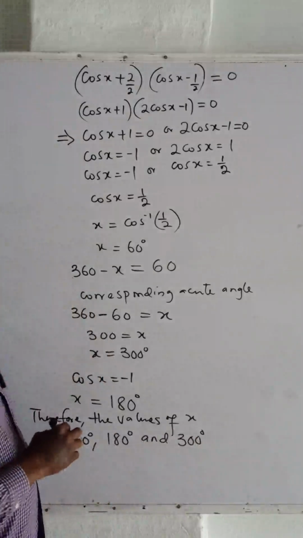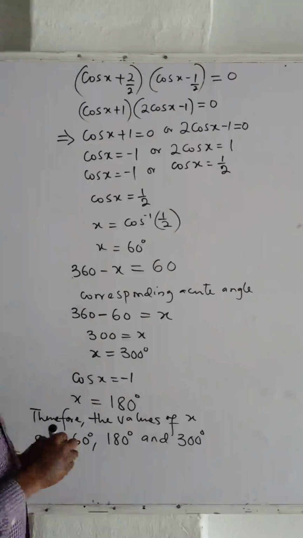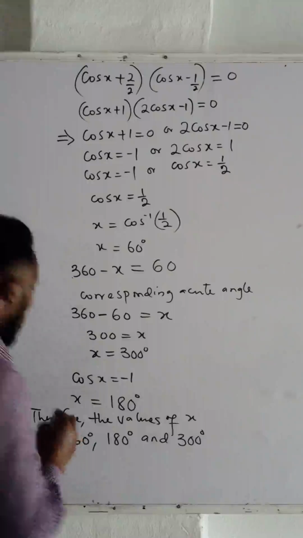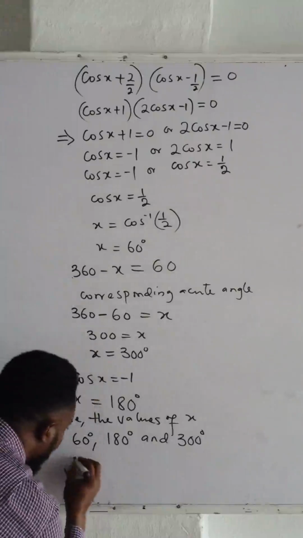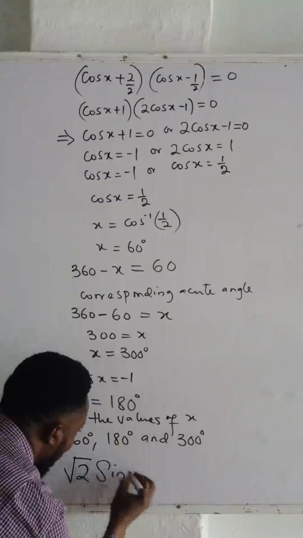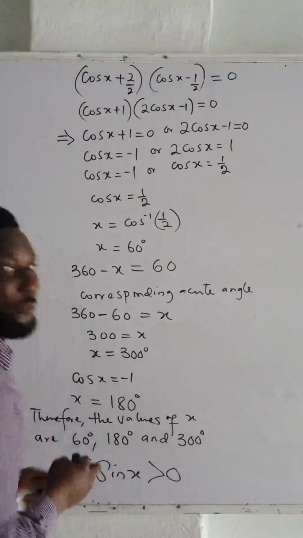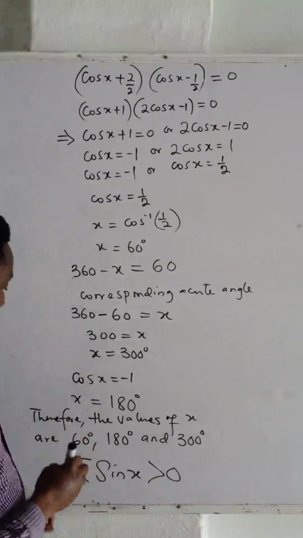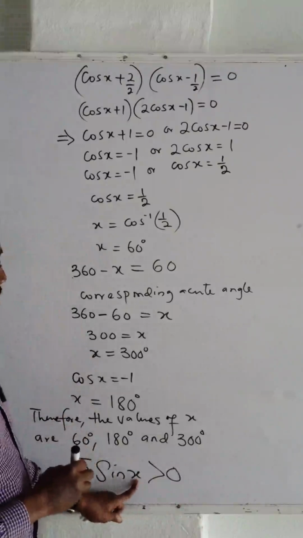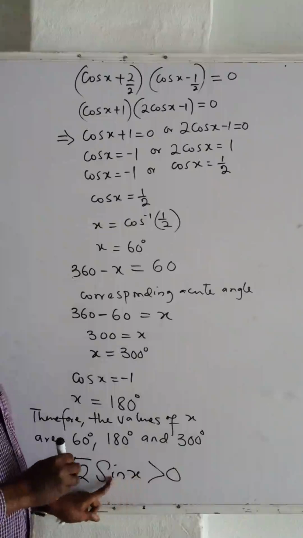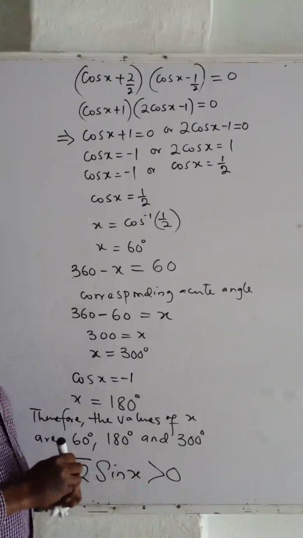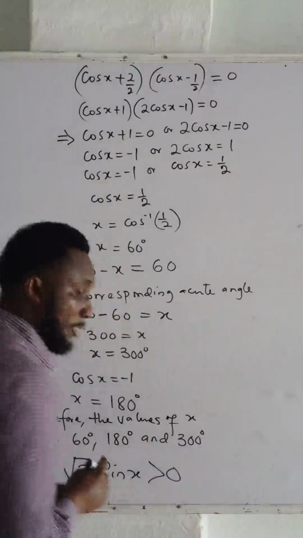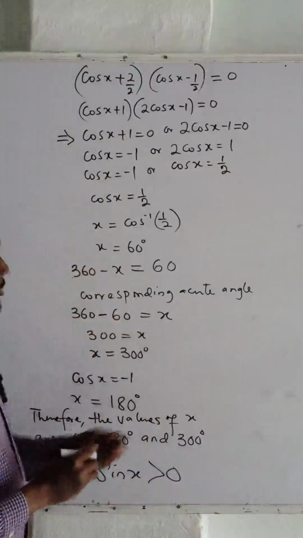But this is not enough. We have to test for extraneous solutions. Now, we know that the domain of this function or equation is that square root of 2 sine of angle x must be greater than 0. Now, if I take x equal to 60 degrees, sine of 60 degrees is root 3 on 2. If I multiply root 2 with root 3 on 2, I'll get a number greater than 0. So this is valid. So 60 is a valid solution.